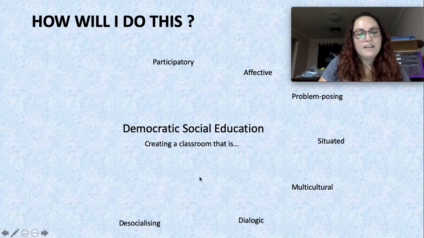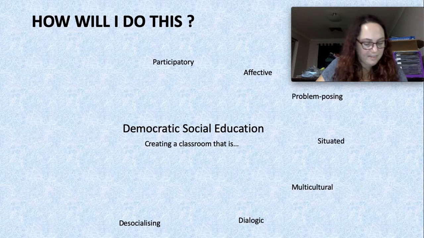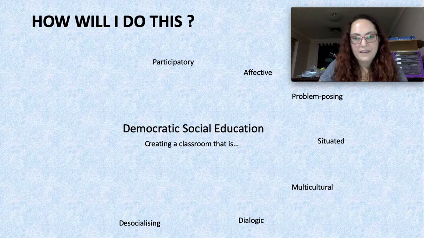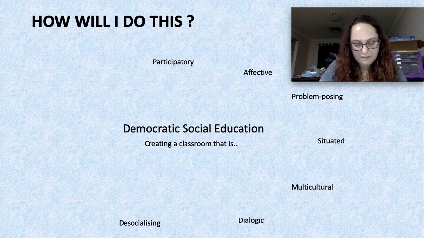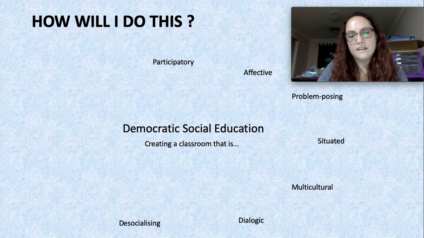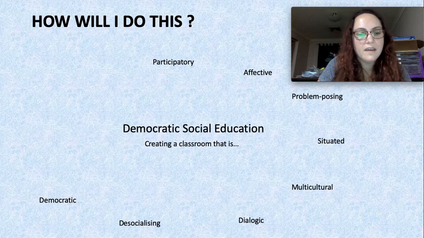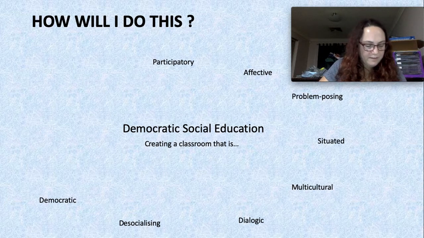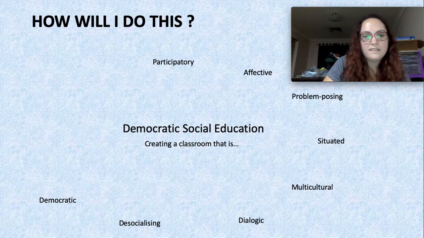So I need to create a classroom that is de-socializing, that makes students think about the ways that they understand things and consider alternate perspectives of these things that society has been teaching them. I need a democratic classroom where everyone feels they have the right to participate and has a voice.